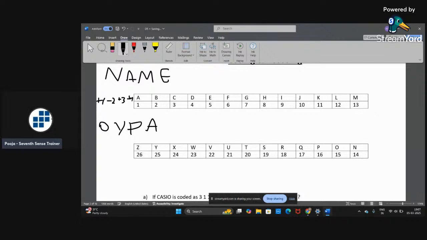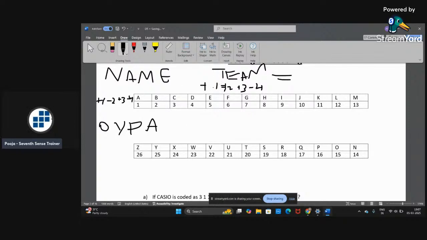Now we have to find how the word TEAM is coded, right? We have to apply the same logic. What is the number sequence we have got here? Plus 1, minus 2, plus 3, minus 4. This is the logic we got between NAME and OYPA. So the same logic we need to apply. Then we need to find the answer.